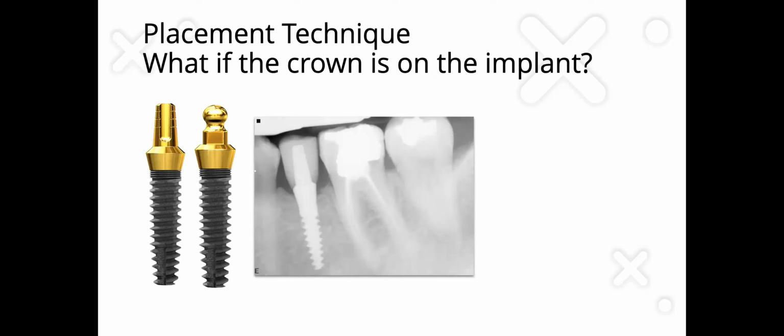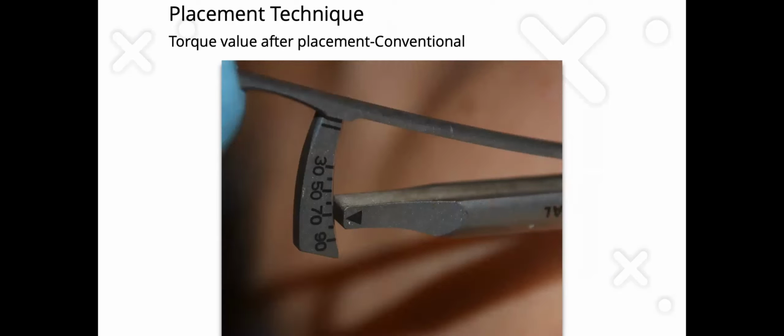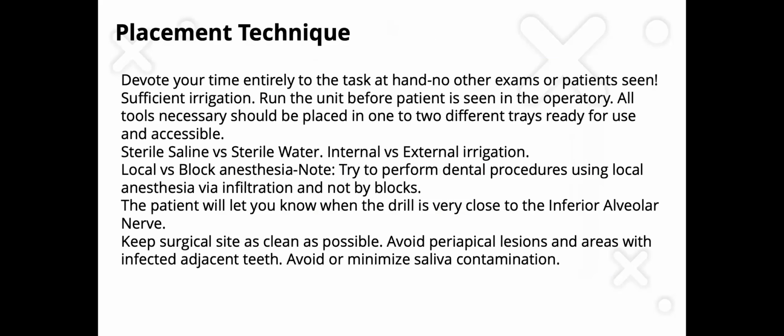If a crown is present, then we can use a Periotest, and this uses some lateral pressure on the implant crown. But the torque value is what I would typically use to identify whether we have sufficient torque to put a temporary on the dental implant.